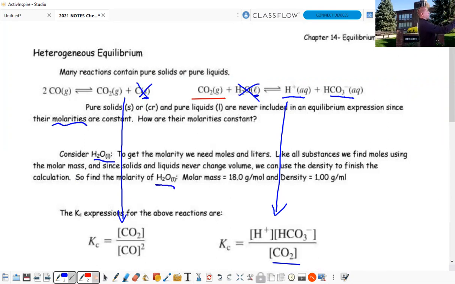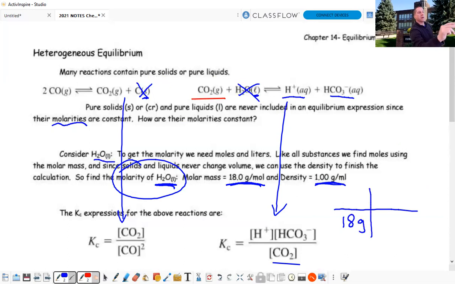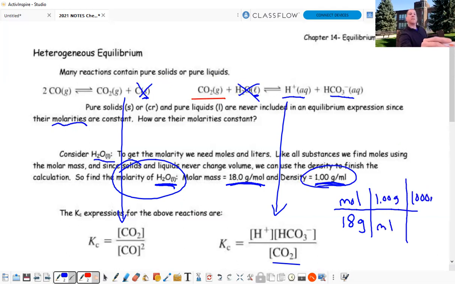So consider water's molar mass. We know that its molar mass is 18 grams per mole, and it has a density of 1 gram per milliliter. So if we wanted to end up with molarity, we need moles on the top. So we're going to divide by 18 grams per mole, because now we have moles on top. And now I can use the density, which would be 1 gram per milliliter, and then 1,000 milliliters in 1 liter. Milliliters and grams cancel, and you can see we get moles per liter, the molarity.